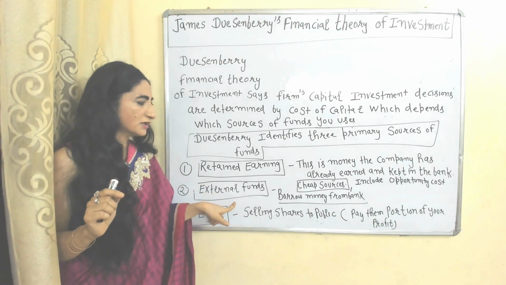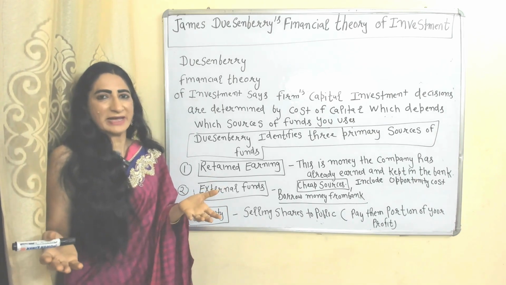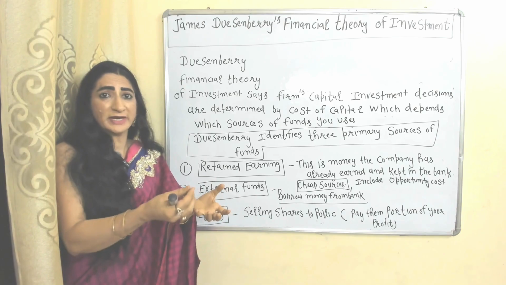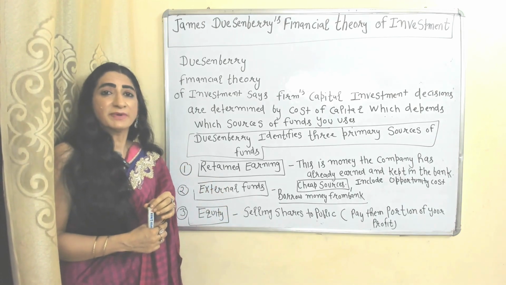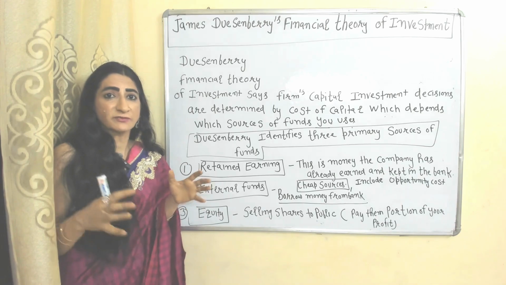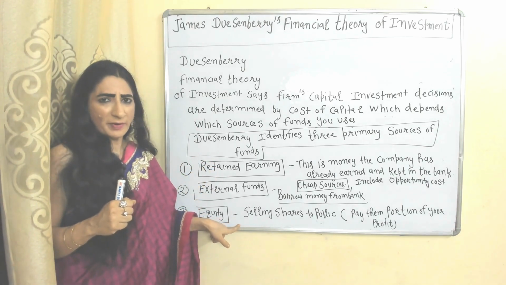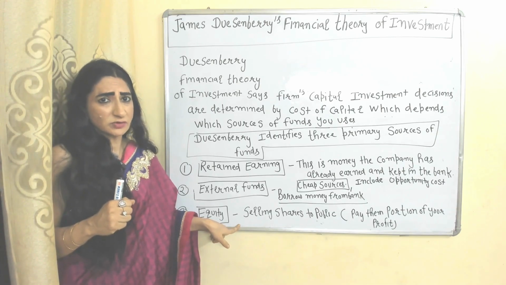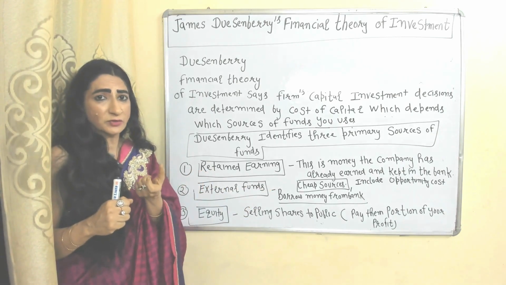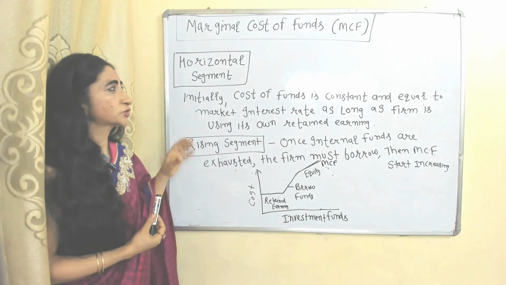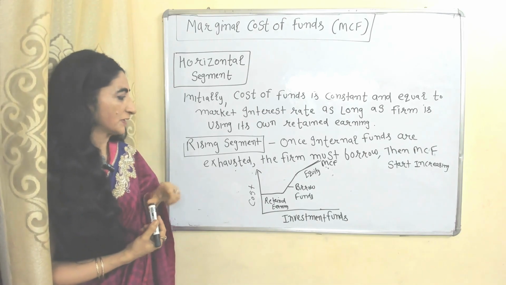External fund. External fund means you borrow money from banks. This is an expensive source of fund. Obviously, you need to pay an interest rate every month, and the bank will charge more interest if you borrow so much money from the bank. Equity, selling shares to the public. This is also an expensive source of fund because every month you have to pay some part of your profit as a dividend. This theory talks about the marginal cost of a fund.